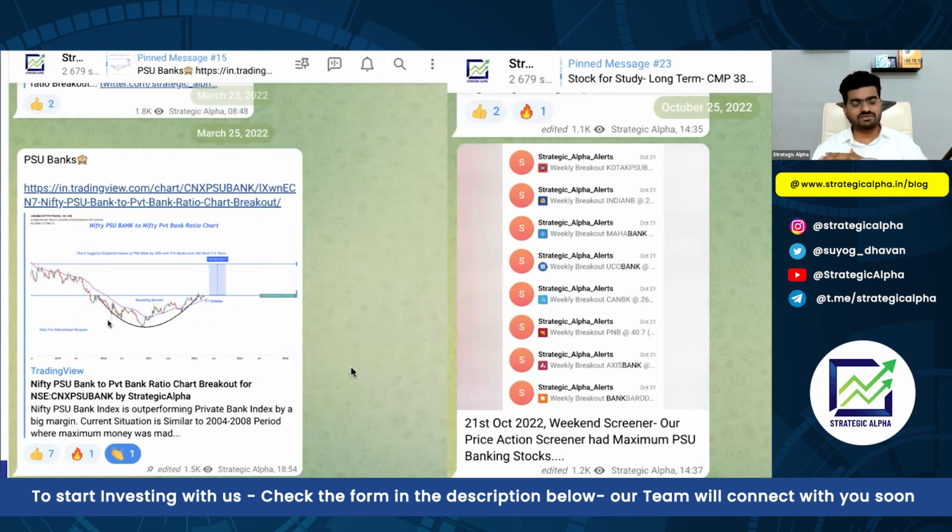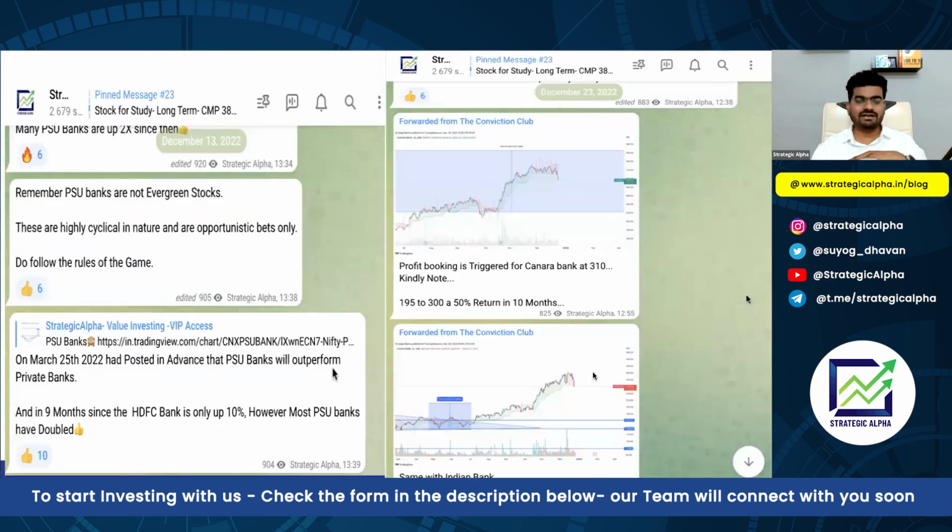This is the formation which it created. So patience before investing is important. And finally, I increased my trading bets in October 2022. Weekend screener. This is our proprietary screener. Maximum price action has happened in maximum PSU banking stocks. And since then, what has happened?